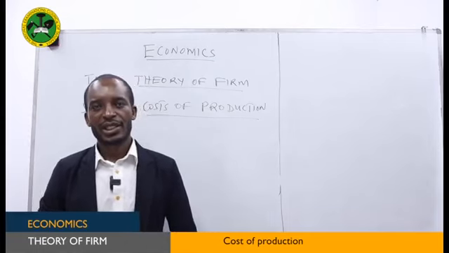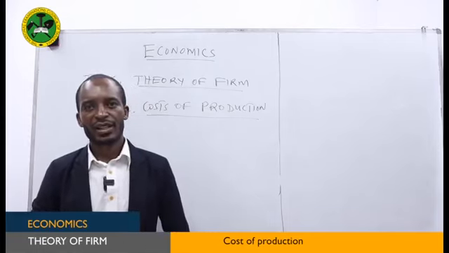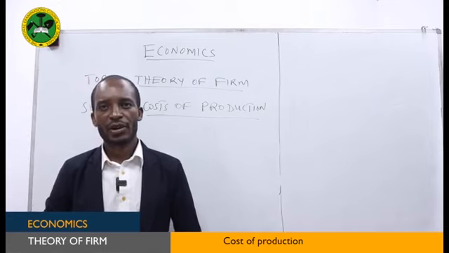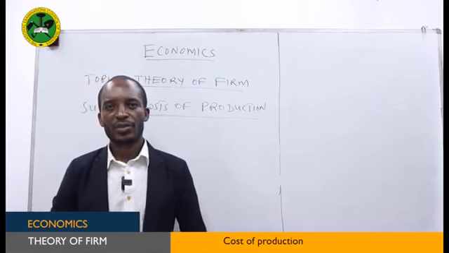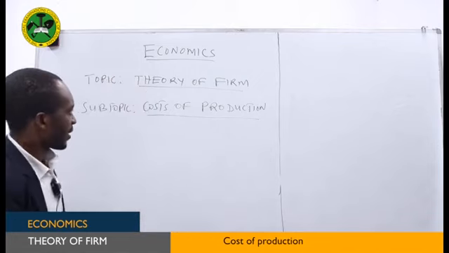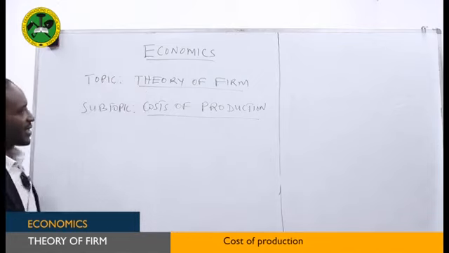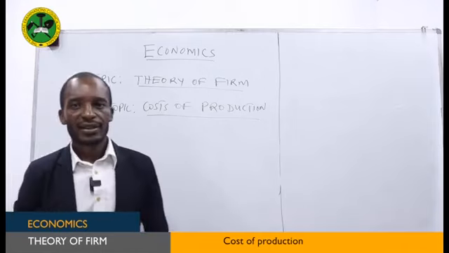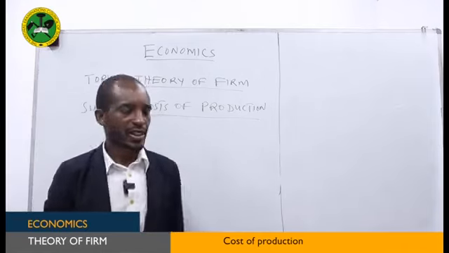Today we are going to discuss economics, and the topic we are going to discuss is the theory of the firm, and the subtopic we are going to cover is cost of production. So let us discuss what is cost of production.